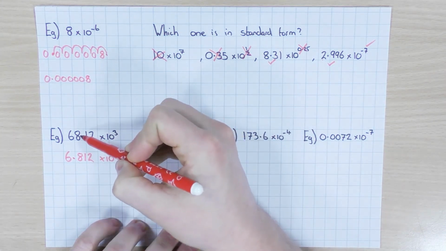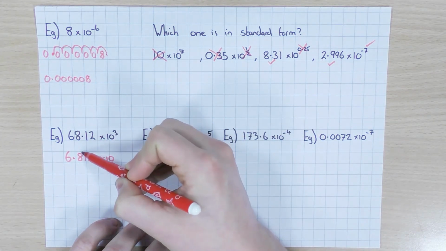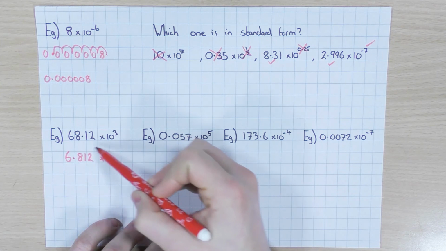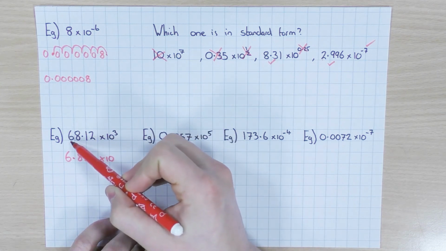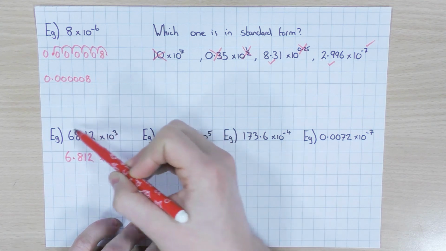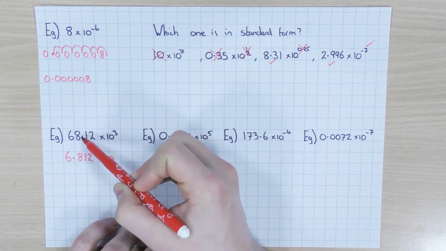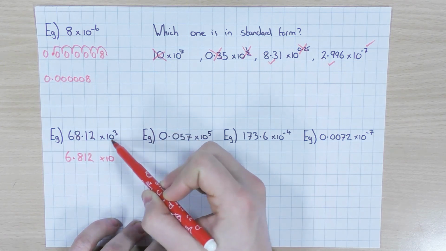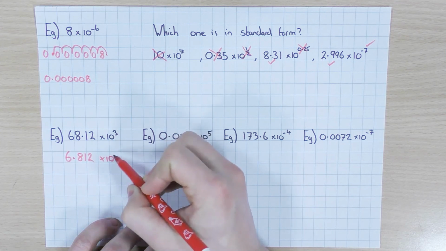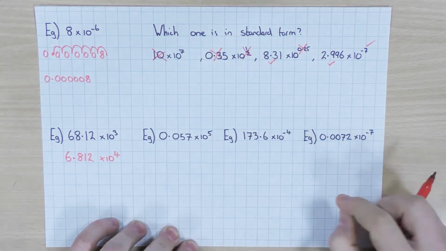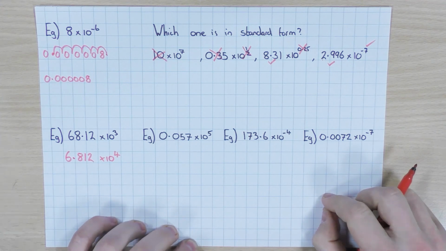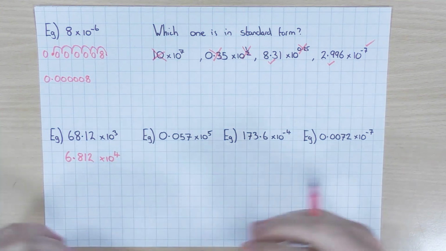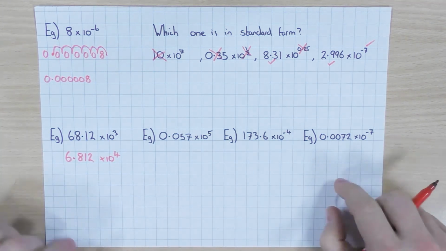So how have I done that? Well, I've had to divide by 10 once to get it to where it is now. Now, because this is just a number, 68.12 times 10 to the power of 3, it needs to stay the same number. So if I make this 10 times smaller, to keep it the same, I need to make this 10 times bigger. So to make this 10 times bigger, I add 1 to the power, so that becomes a 4. Think of it like a balance. If you make that 10 times smaller, I need to make that 10 times bigger to make sure they stay equal.